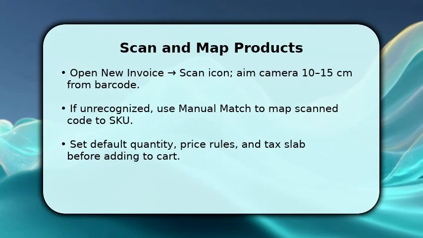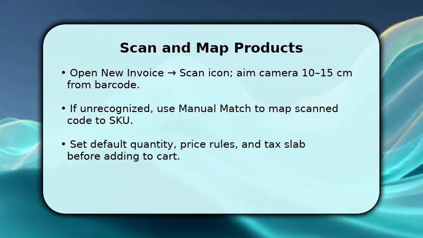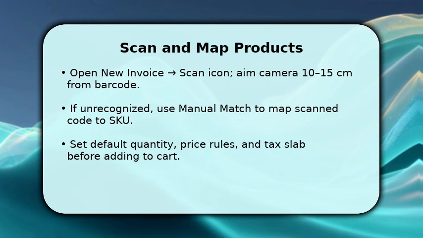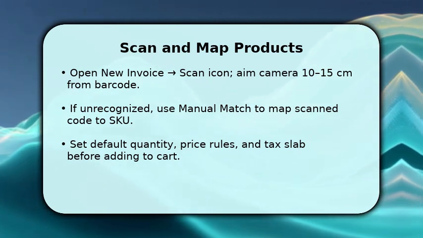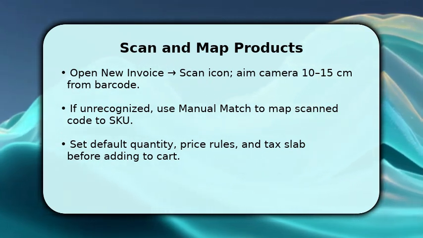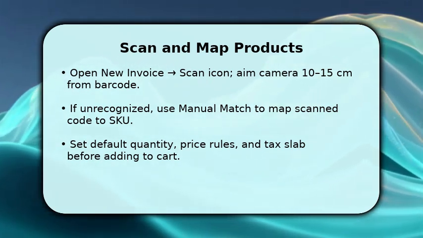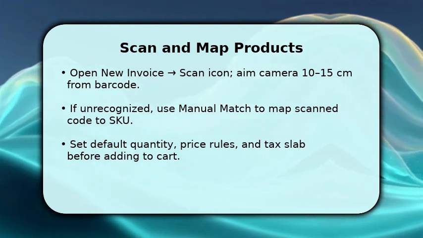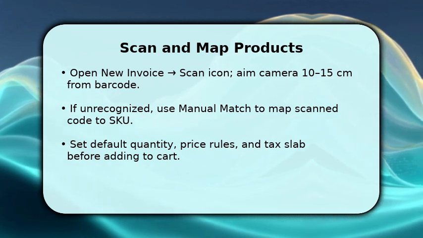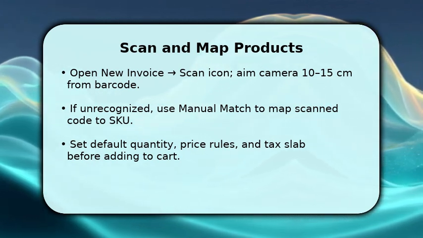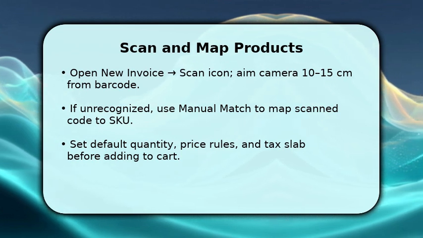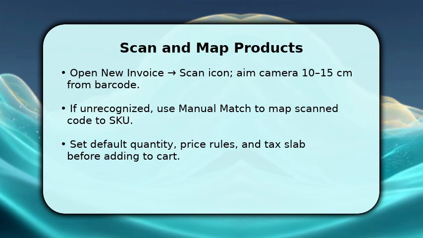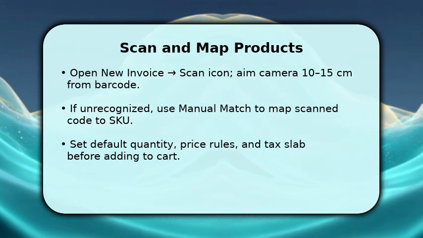Now, in Vyapar, you open a new invoice and tap the scan icon. Hold the camera steady about 10 to 15 cm from the barcode to help autofocus and keep light even. When a code reads, Vyapar searches your product master. If it finds a match, the item populates the line automatically. If the code is unrecognized, press manual match and link it to the correct SKU so future scans auto-resolve. Also set default quantity and applicable tax slab now, because that prevents errors during checkout.